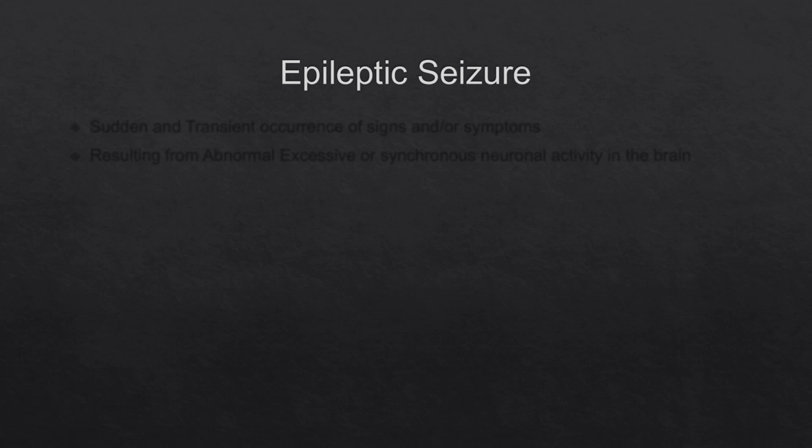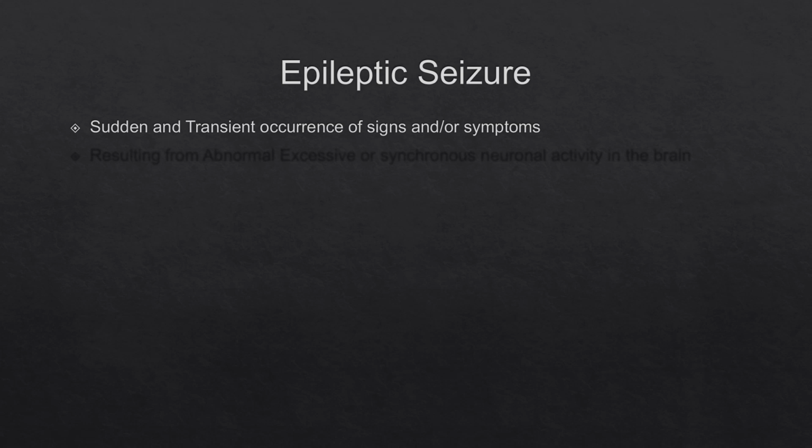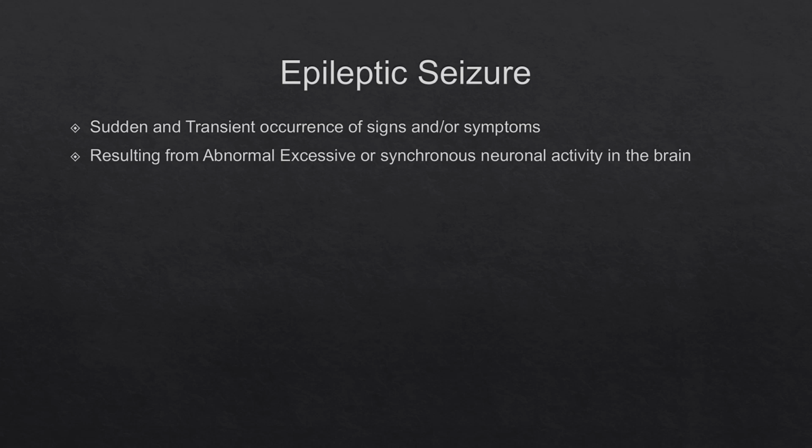So what is a seizure? What is meant by an epileptic seizure? An epileptic seizure refers to the sudden and transient occurrence of signs and/or symptoms that results from abnormal, excessive, or synchronous neuronal activity in the brain.